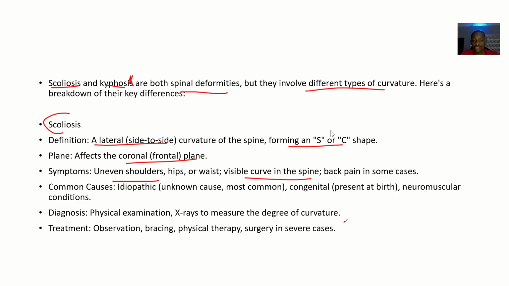What are the common causes? Sometimes it might be idiopathic, which is what? Unknown. In most cases it is unknown. Right, sometimes it might be congenital, present at birth. Sometimes it might be some neurological conditions that the patient later on developed in life. How can we diagnose scoliosis? Physical examination. You can also do x-rays to measure the degree of curvature. All right. Treatment is what? You can just observe, or you could brace, do physical therapy, or do surgery in severe conditions.